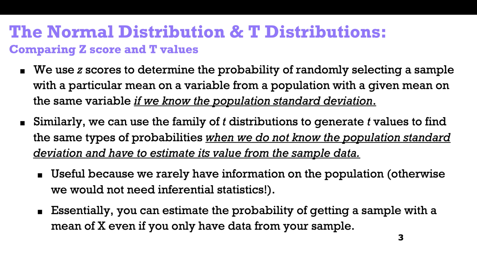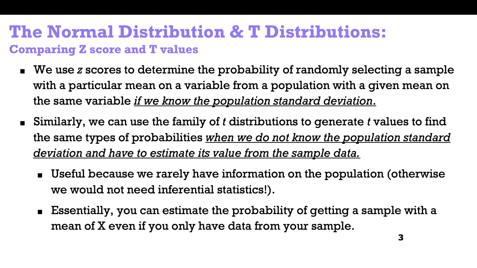However, with a t-distribution, we do not know the population standard deviation. All we have is the sample standard deviation, so we have to estimate the population standard deviation from our sample. Why t-distributions are helpful is because we're rarely going to know population parameters such as standard deviation. So essentially, you can estimate the probability of getting a sample with a mean of X, even if you only have data from your sample. Okay?